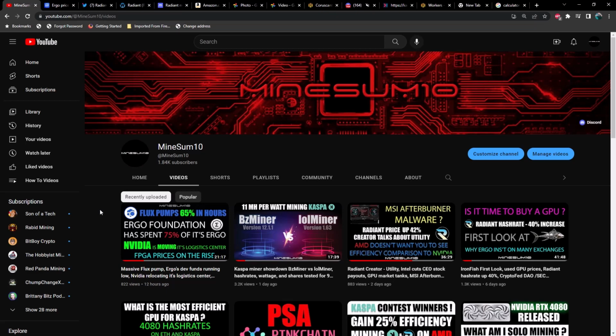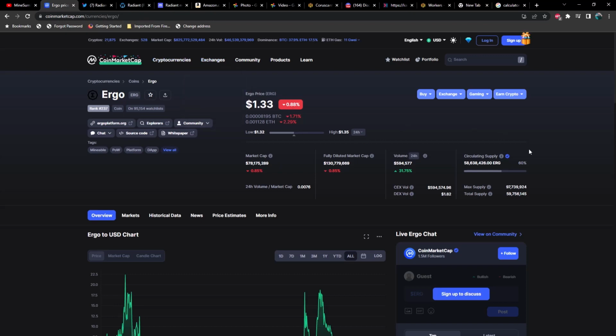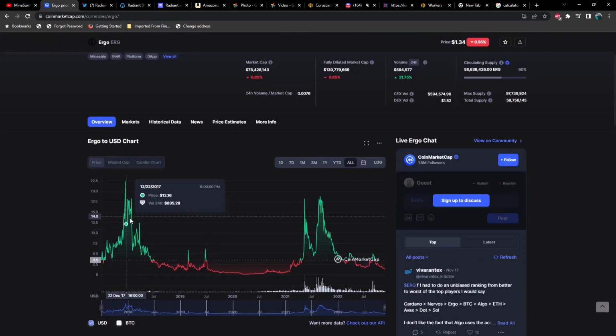We're just going to jump straight in and take a look at the market. So, I had Ergo's price pulled up first. Ergo's sitting at $1.33, $1.34. And as you can see, if the previous market plays out similarly in this market, then perhaps we are pretty close to the bottom for Ergo.